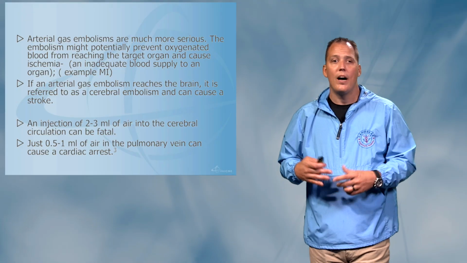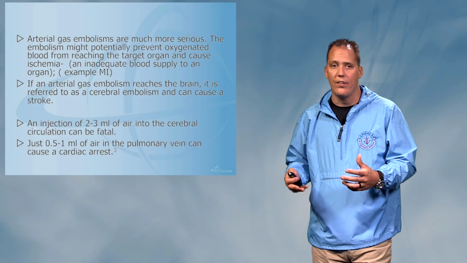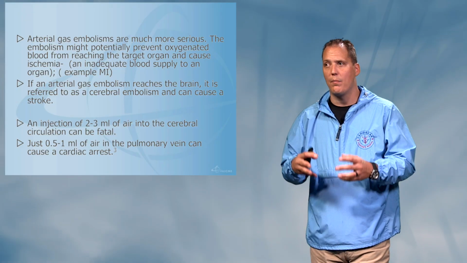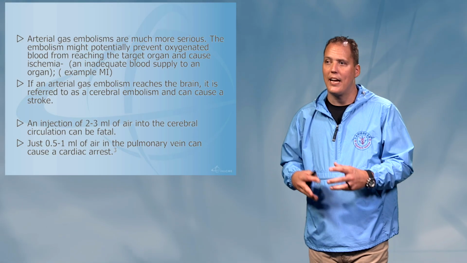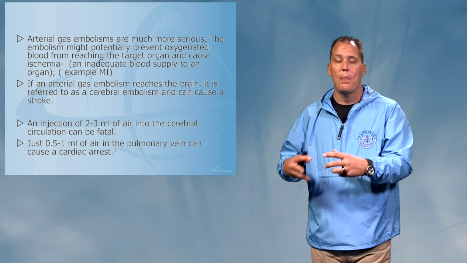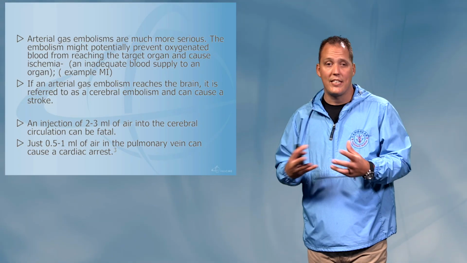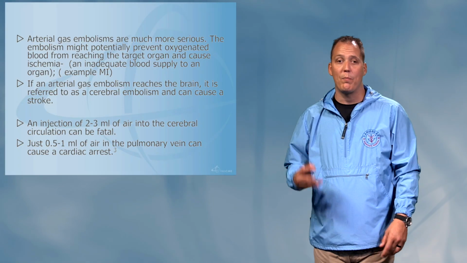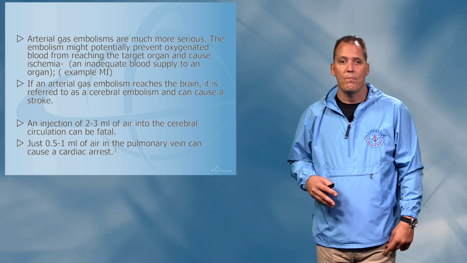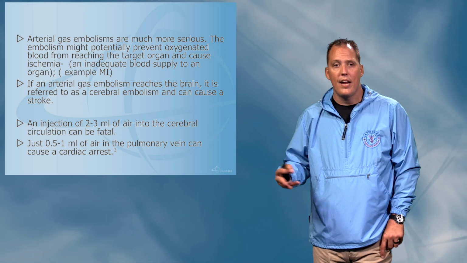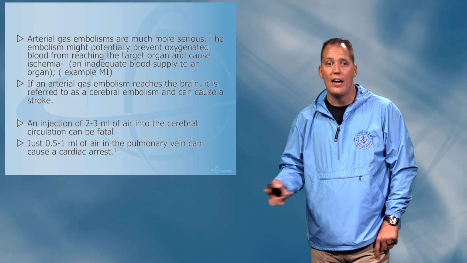All right, so again, arterial gas embolisms are much more serious. They may obviously prevent your oxygenated blood from reaching the target organ, causing ischemia, like I said, and we kind of talked about this before. When you have ischemia, you then can have cell death, and that, for example here, would be a cardiac myocardial infarction or a heart attack, right? And of course, if it reaches the brain, then of course that's a CAGE, right? And that's going to be a stroke.